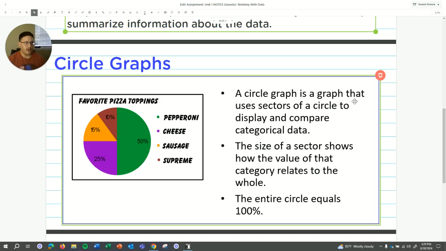A circle graph is a graph that uses sectors of a circle to display and compare categorical data. The size of a sector shows how the value of that category relates to the whole. The entire circle represents 100%. Notice how half of the circle is green, so that represents 50%. A quarter of the circle graph is purple, so that is 25%. And then you have other different percentages as well.